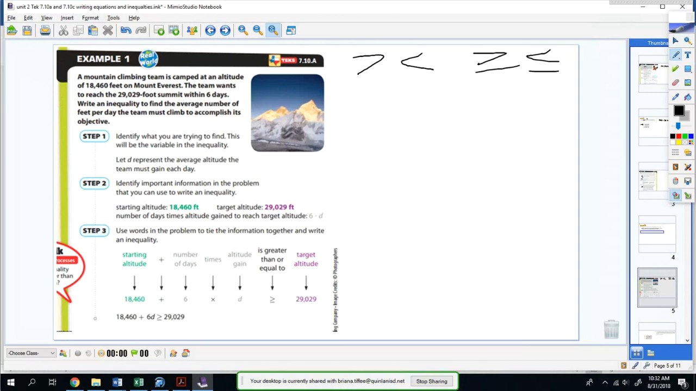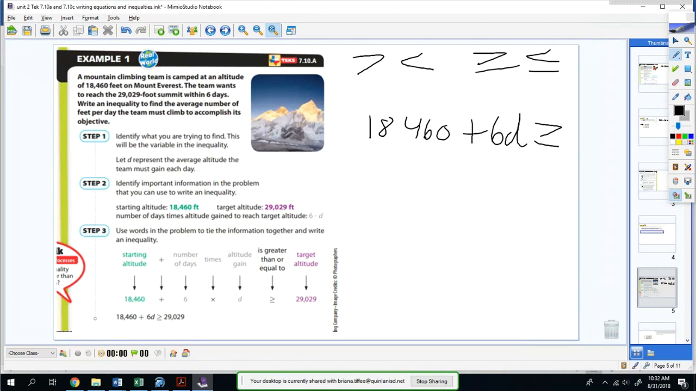So their starting altitude is 18,460 feet, plus 6 times d, because they have 6 days. And they want to get up to 29,000 feet at least. It doesn't mean that they can't go more. So what you're going to do is you're going to have a greater than or equal to sign.